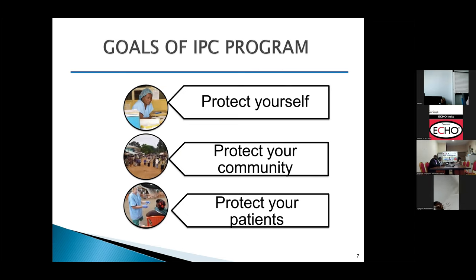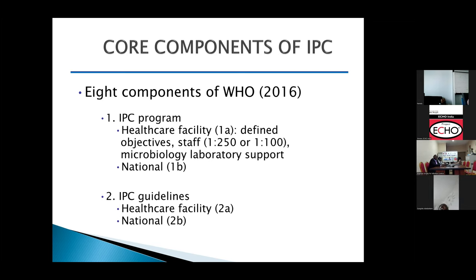What are the goals of an infection prevention and control program? To protect yourself, protect your community, protect your patients. There are 8 core components of IPC. Number one is the infection prevention and control program. At the facility level, there should be an infection prevention and control program to identify the incidence and prevalence rates of healthcare associated infections and antimicrobial resistance, and it sets objectives to ensure that healthcare associated infections and AMR are contained.